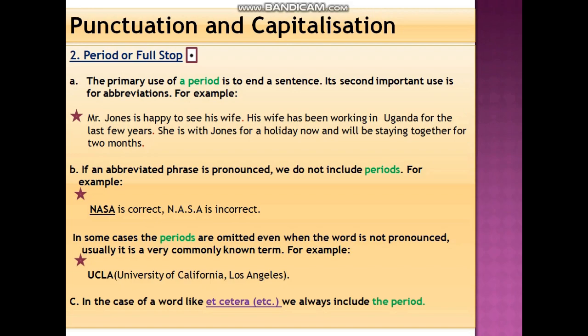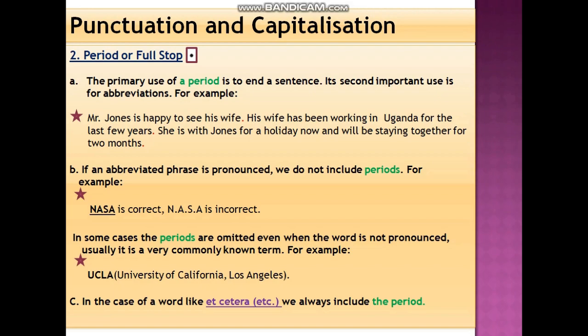For example, Mr. Jones is happy to see his wife. Here we use a full stop because this is an end of the sentence. His wife has been working in Uganda for the last few years. It's also a complete sentence and years is the ending word. So we have used a full stop here, or period here.